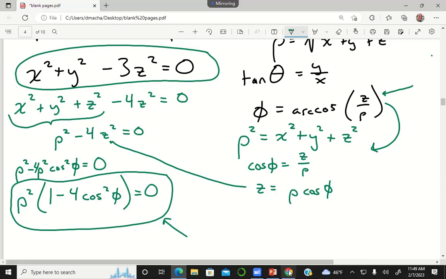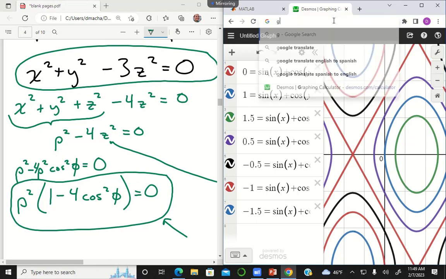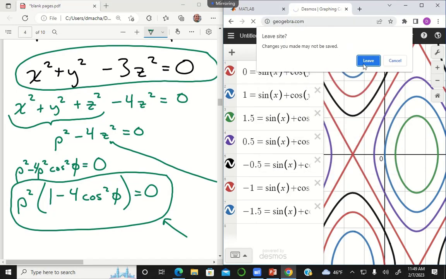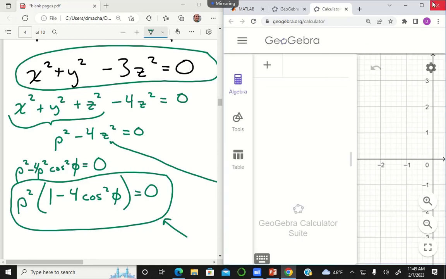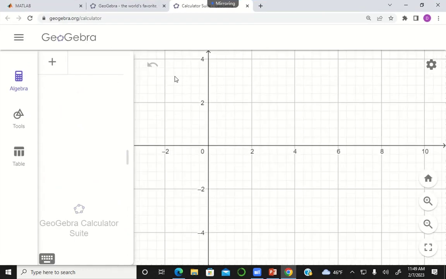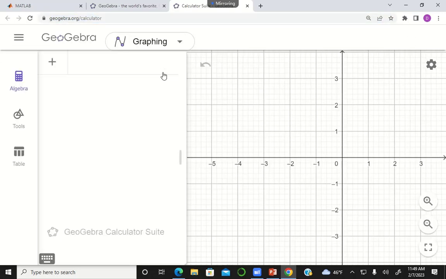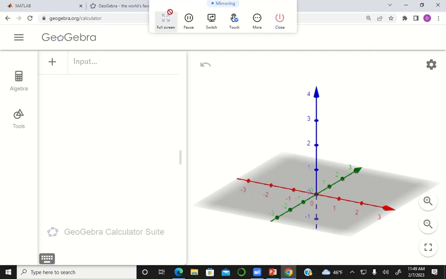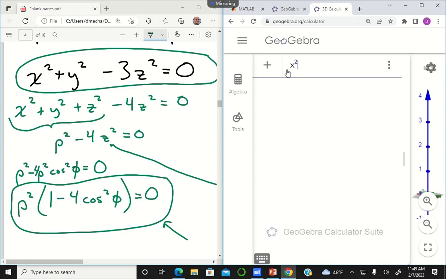Let's see if it works. I'll try my best to do this quickly. So I'll go to GeoGebra and make it do the only thing it's good at. Come on. 3D. And try to type these in really fast. x squared plus y squared minus 3z squared equals 0.